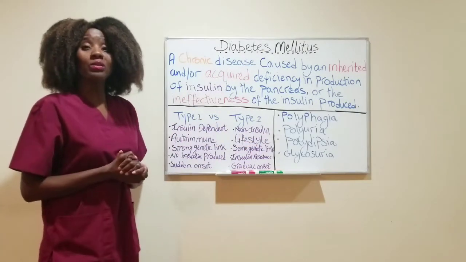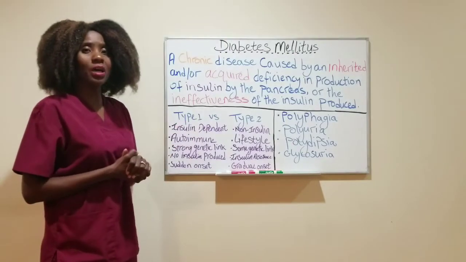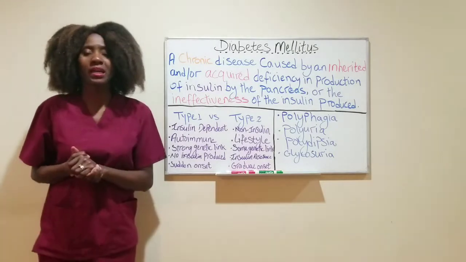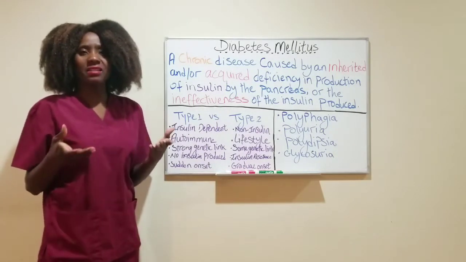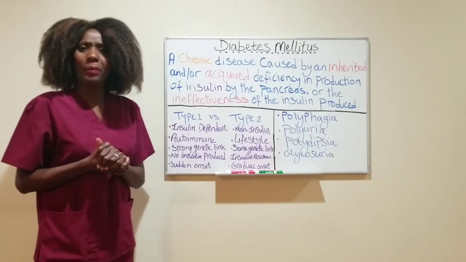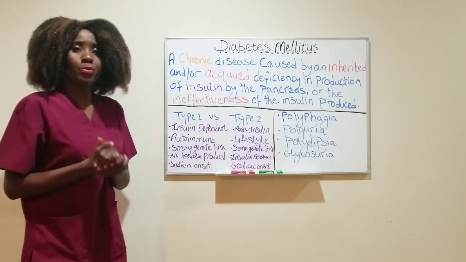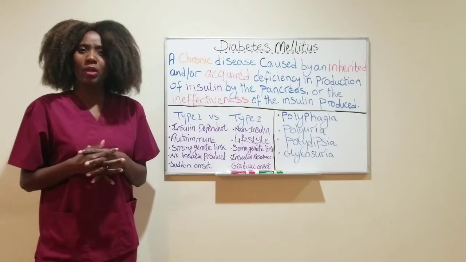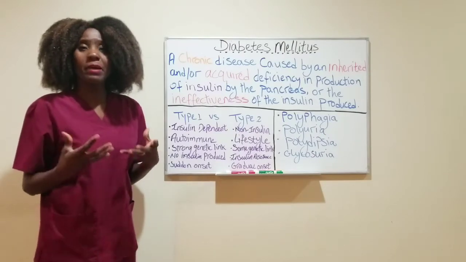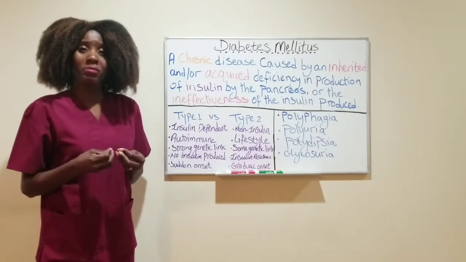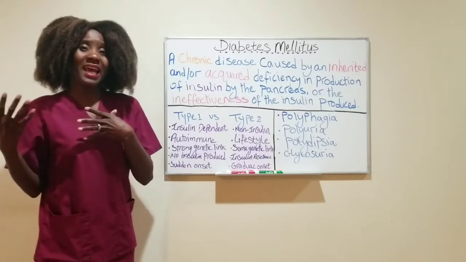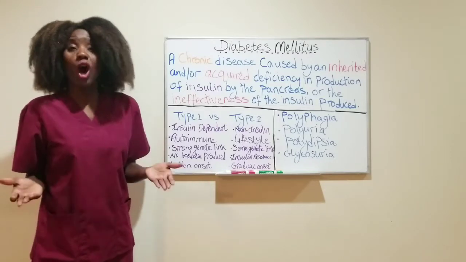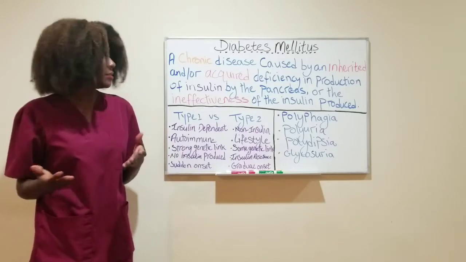So let's move on now to talk about some of the classical symptoms of diabetes. The first one is polyphagia, and this means excessive hunger. And this happens because, remember, there is a problem with insulin. If there is not enough insulin in the blood, the cells are not able to utilize the glucose from the food in order to convert it to energy. And when this happens, the person ends up feeling very hungry even though they have just eaten.